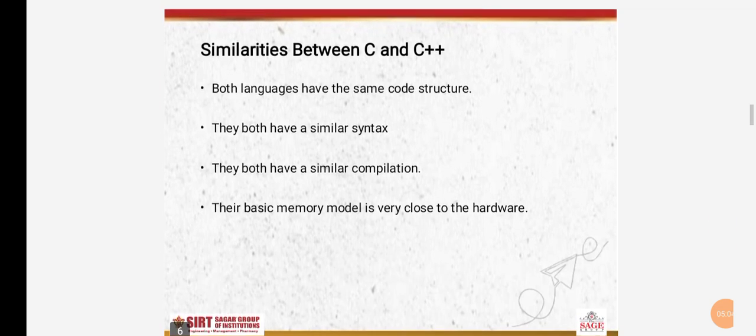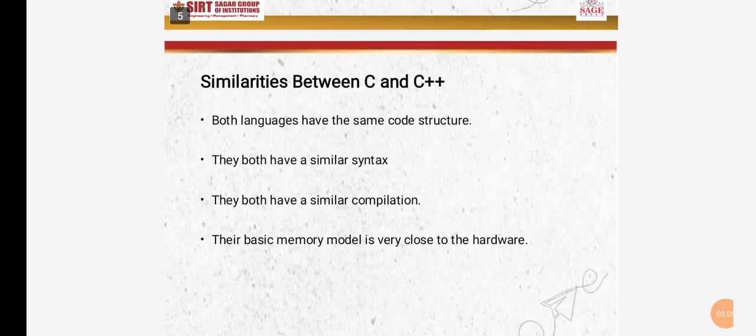Now, what are the similarities between C and C++ language? Both languages are simple in nature and both have the same code structure. Both follow the same loop control and conditional structures. Both have similar syntax and a similar compilation process, and their basic memory model is very close to the hardware.